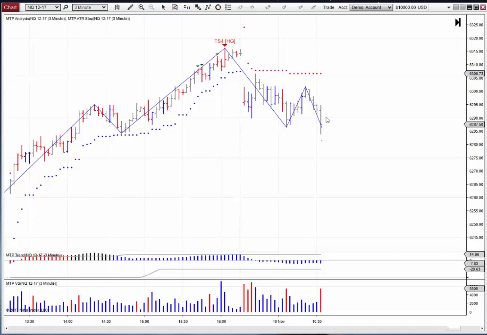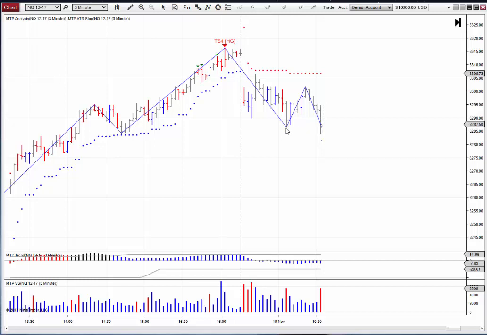So if I go forward one bar, can you see how this bar here moved below this previous low? It also did it on high volume. You can see on our volume indicator we have a red bar here. This indicated there was a big move beyond an important prior level.